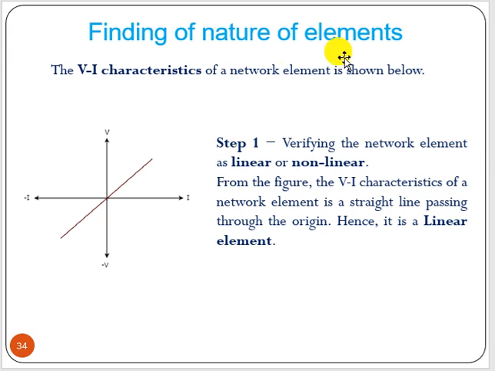Now, say finding the nature of elements. Say this is the V-I characteristics. What is the nature of the circuit elements? Now, verifying the network element as linear or non-linear. What you have to see is that it is starting, passing through the origin, and this is a straight line. So it is a linear element.